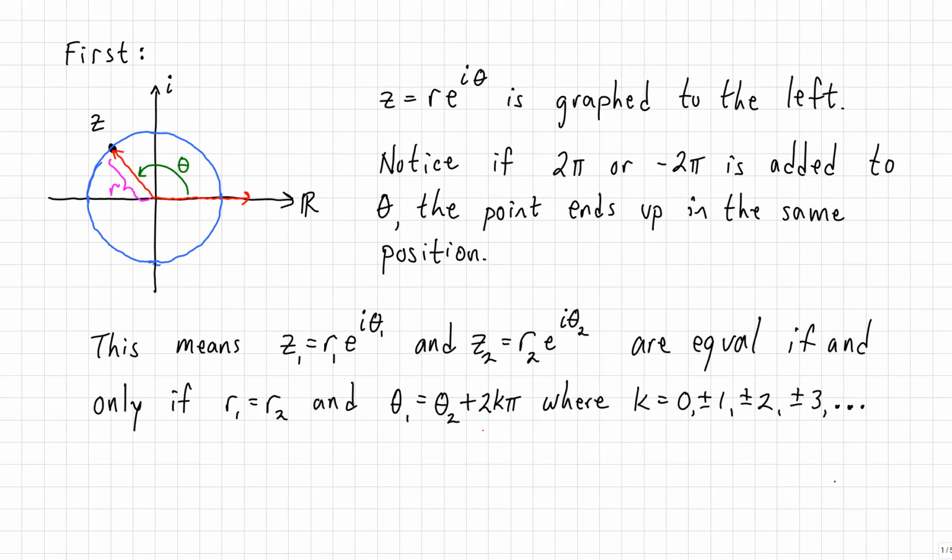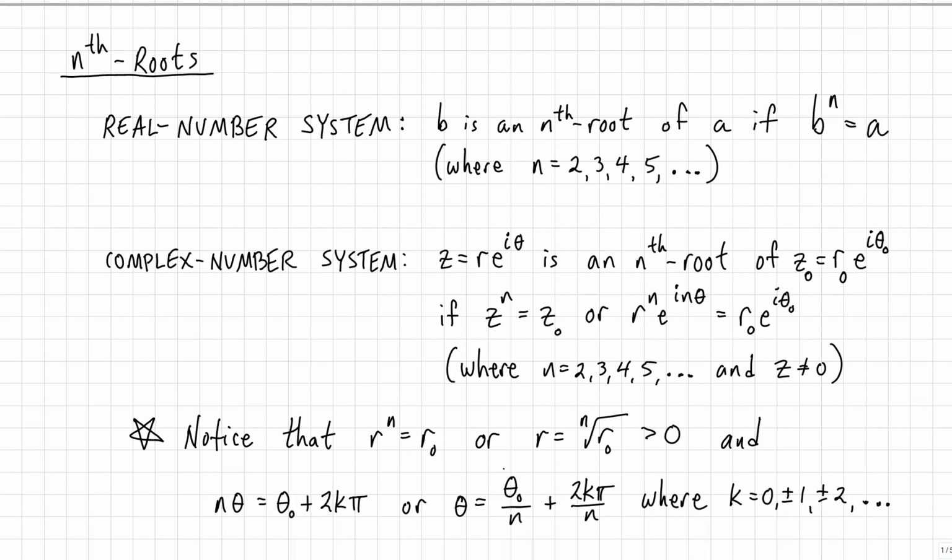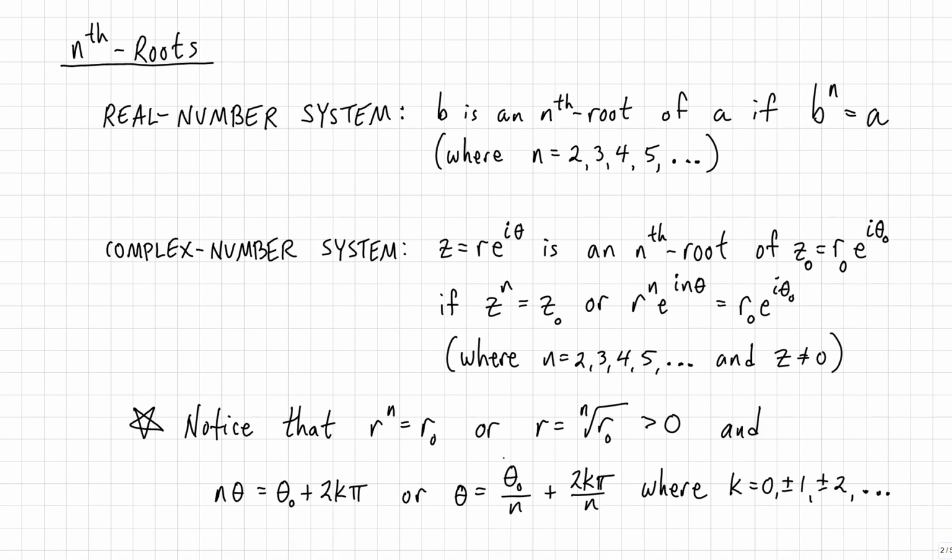So basically what this is saying is, in exponential form, two complex numbers are equal if their moduli, their distance from 0, are the same, and if theta is an angle that has the exact same terminal side as the other complex number's angle. So if they have the same terminal side and the same moduli. Okay, so with that in mind, let's talk about how to find an nth root.